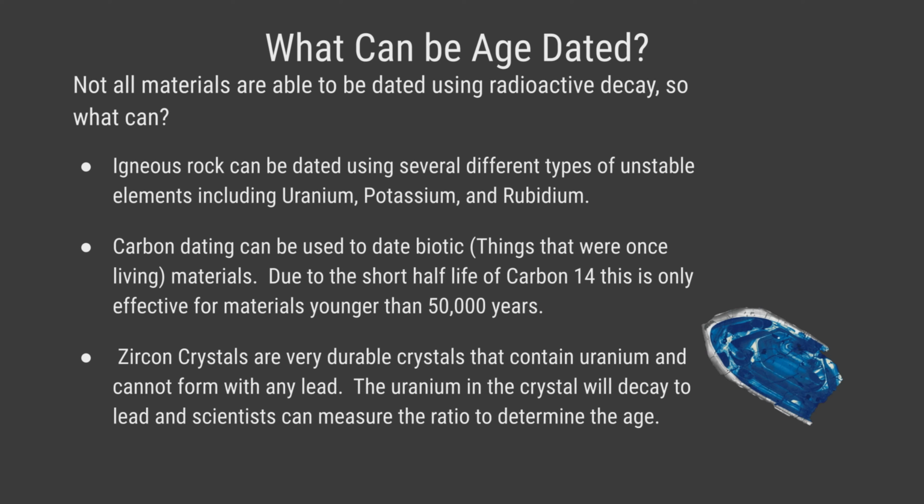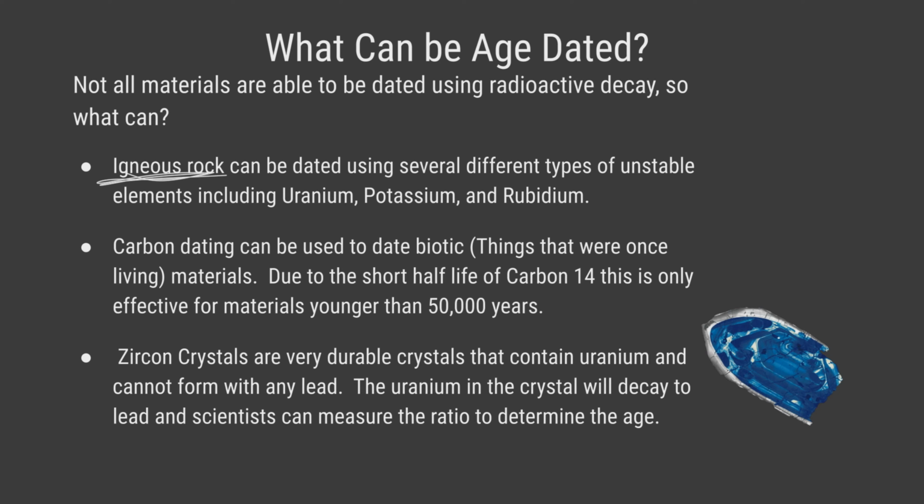However, igneous rock can be dated. Igneous rock can be dated using different types of unstable elements, including uranium or potassium or rubidium, and we'll get to how this is helpful for determining the age of older fossils later on. So igneous rock can be absolute age dated.